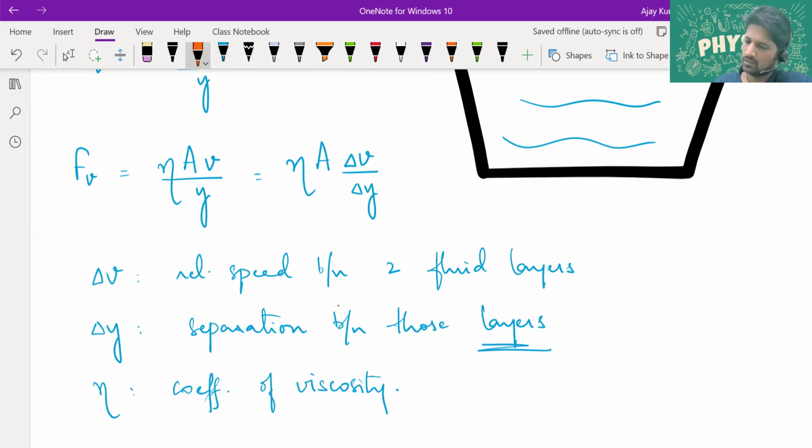Fine. Now you have the formula here in front of you. This is the viscous force on a flat surface. Derive the SI unit and dimensional formula of coefficient of viscosity. This is important. Do this, all of you.